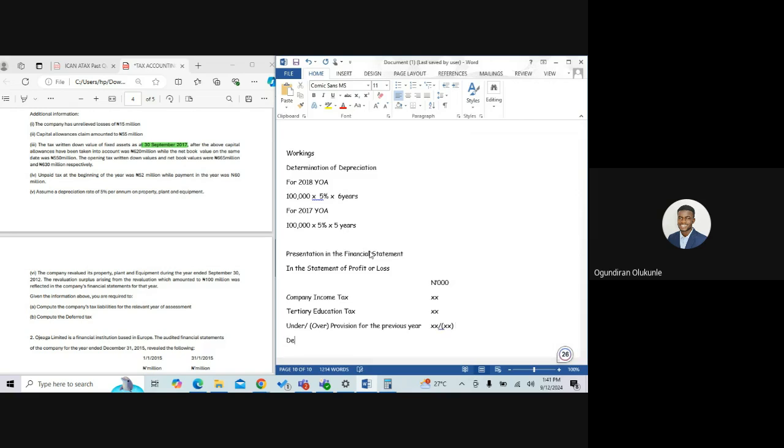So you say deferred, add provision for deferred tax liability. Like I said, only for the year, right?